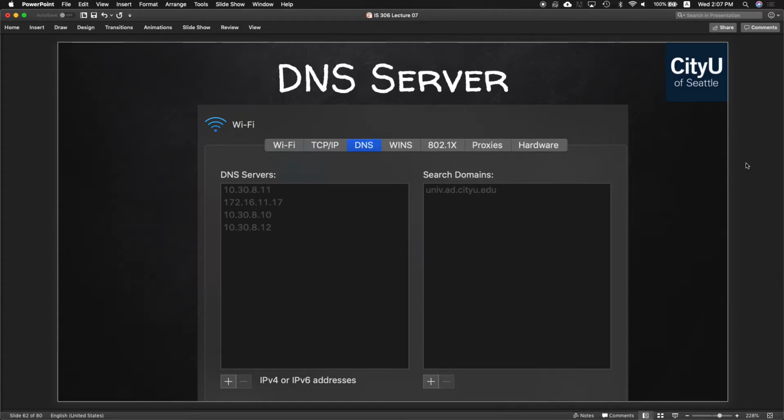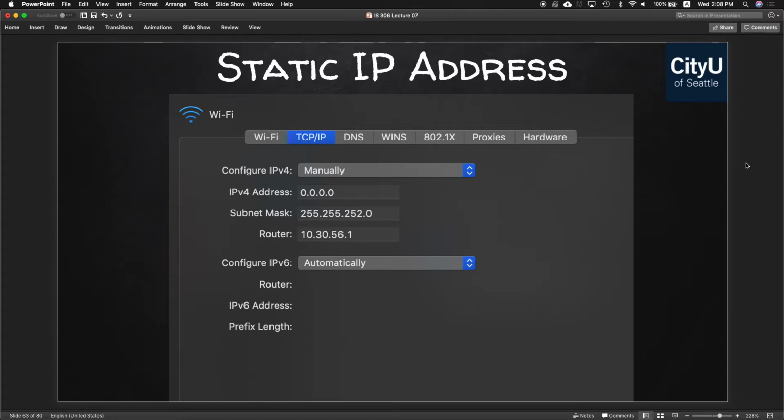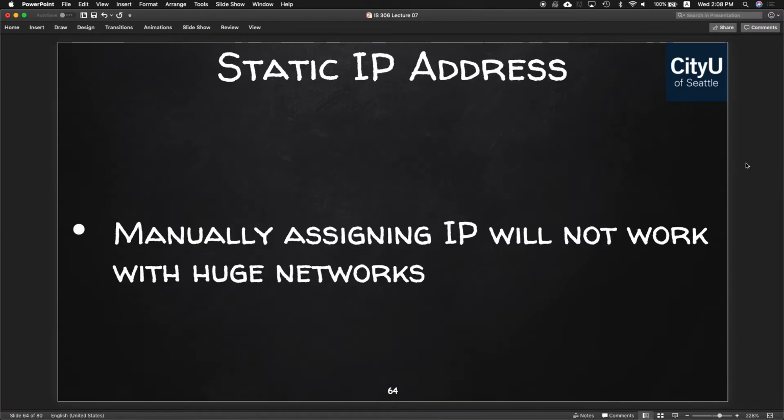So we left with DNS server, and we'll continue with TCP/IP. This is another screenshot from my computer. So again, with your IP address, you can definitely configure it manually. Configure your own IPv4 address, get your own subnet mask, your router IP as well. This could be okay for personal use, but if you're doing it, let's say for the school, for the business, and you have a large enterprise or medium size, it's going to be very much of a big hassle to manually configure this for every device, right? So yeah, manually assigning IP will not work with huge networks.